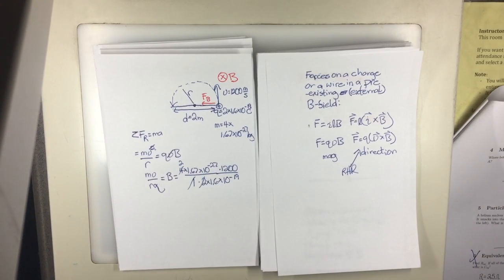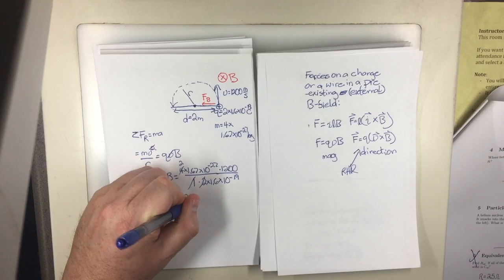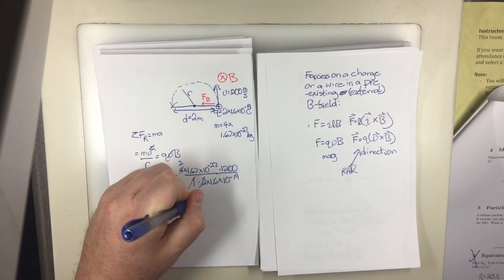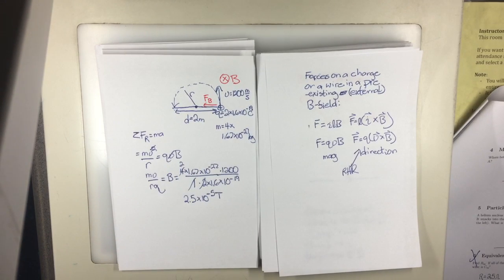Oh, if that was only 1.67, I'd be very happy. That I'm not willing to round. So I get 2.505, 2.5 times 10 to the negative 5 Tesla. Close enough.